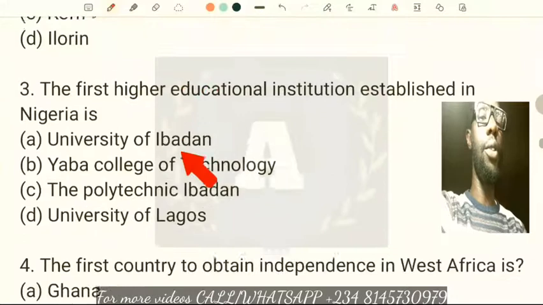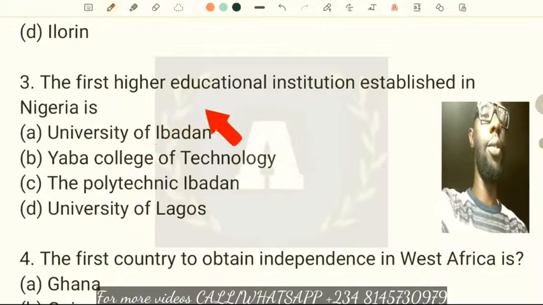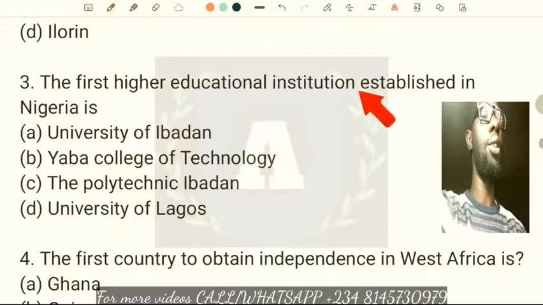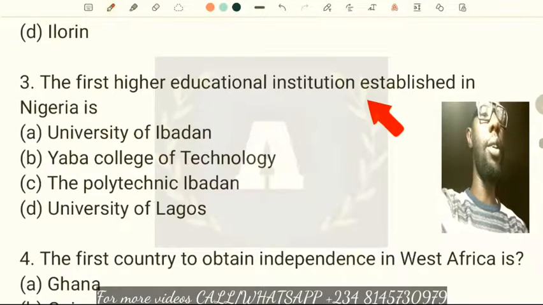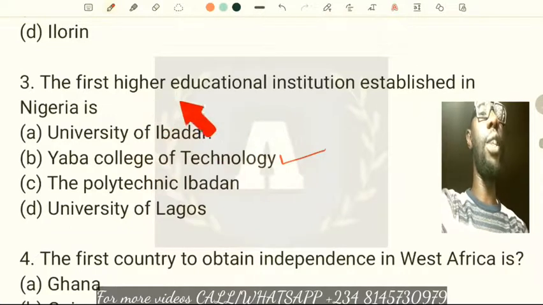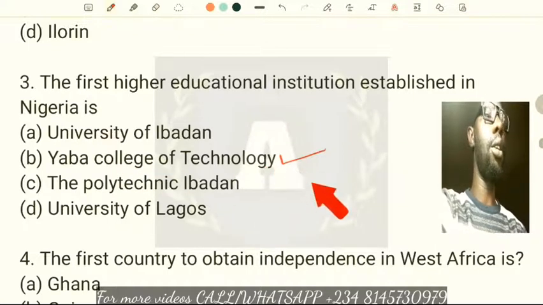Right. Now the third question says, the first higher educational institution established in Nigeria is University of Ibadan, Yaba College of Technology, the Polytechnic Ibadan, the University of Lagos. Now the answer is Yaba College of Technology, popularly known as Yaba Tech. But the first university that was established is University of Ibadan. It's quite different from the first higher educational institution established in Nigeria. So if it is the first university, you say University of Ibadan, but the first higher educational institution is Yaba College of Technology, located in Lagos.